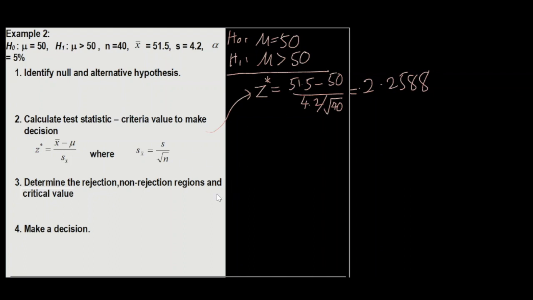The third step would be to determine the rejection and non-rejection regions. How do we determine the rejection region? By checking out the alternative. This is greater than, so definitely it's on your right hand side. This would be alpha. How much is alpha? 5%, so 0.05. What's the next step? To determine your critical value by checking out your statistical table.